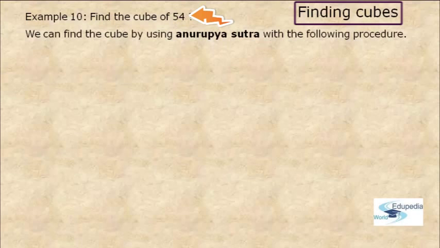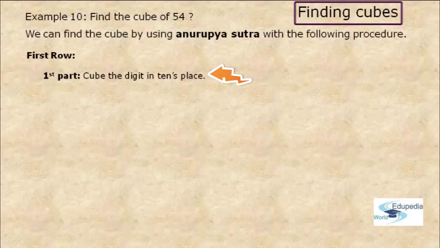Actually, applying Anurupiana Sutra has 3 rows of different parts of process. Now let us see what is the first row and the parts that are involved in it. In the first row, the first part, what we have to do here is we have to cube the digit that is in tens place of the given two-digit number. So here in the example, the given two-digit number is 54 and the digit that is in tens place is 5. By cubing the number 5, we will get 125 as the answer.